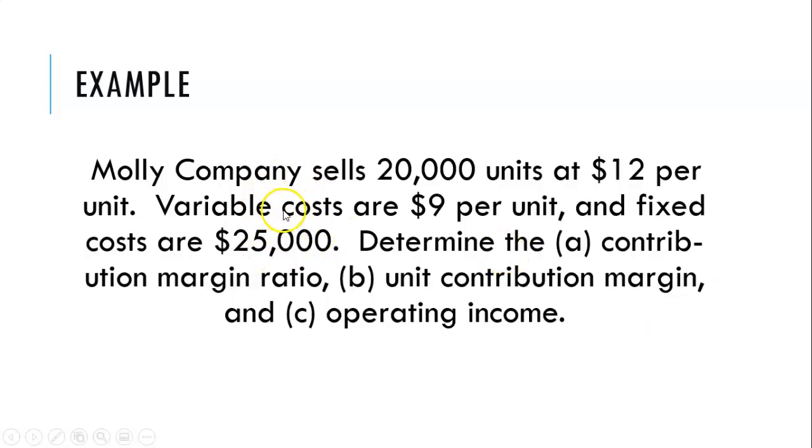Let's take a look at an example. Molly Company sells 20,000 units at $12 per unit. The variable costs are $9 per unit, and fixed costs are $25,000. We need to determine A, the contribution margin ratio, B, the unit contribution margin, and C, the operating income.